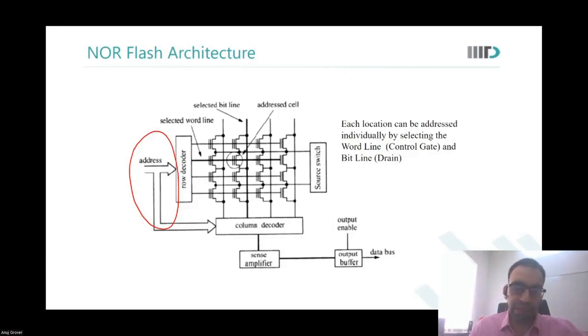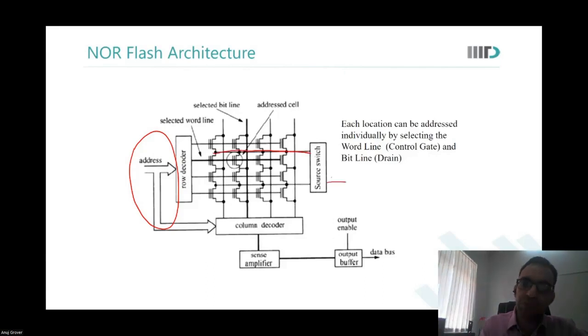So again, over here we have the word line which goes to the control gate, and the bit line which is connected to the drain. Is this clear? So notice there is this source switch. Source switch means the ground connection is coming from here.